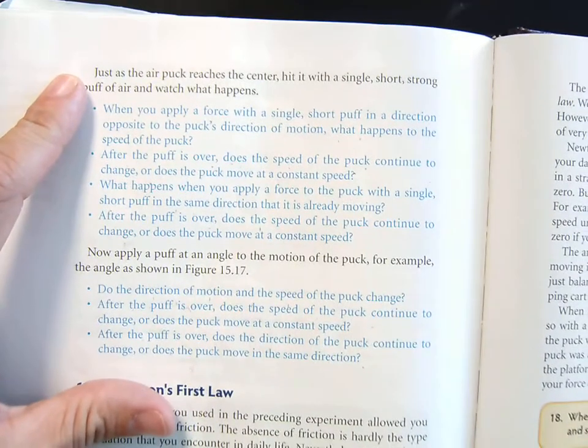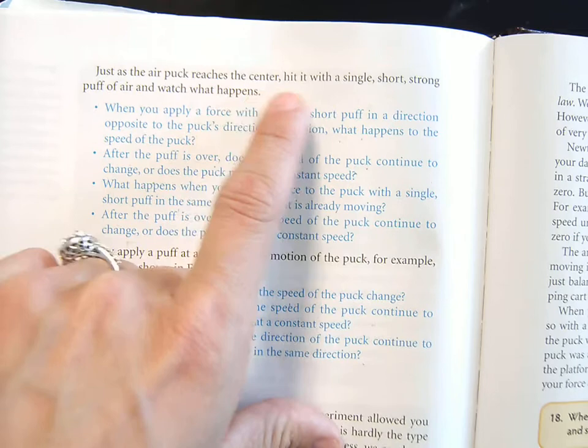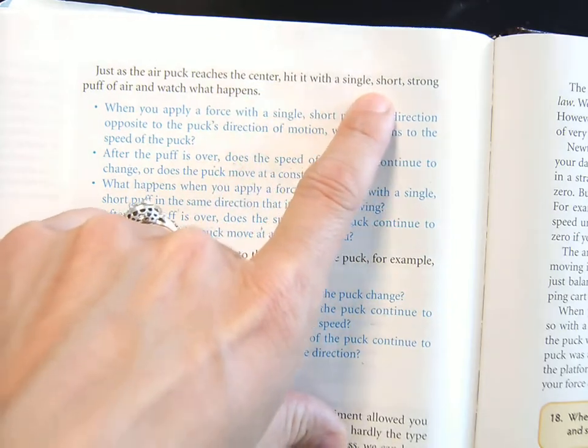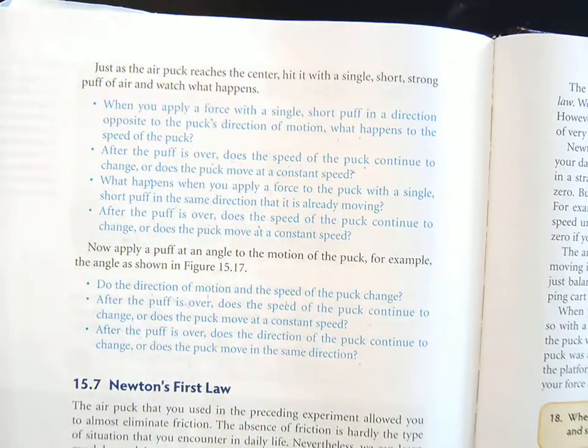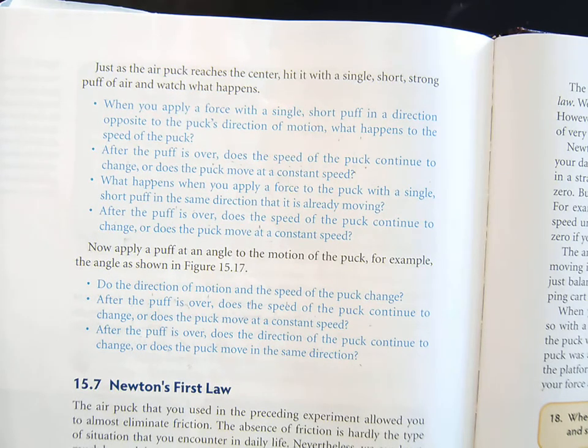Then the next procedural step would be, it says, just as the puck reaches the center, hit it with a single short, strong puff of air and watch what happens. What they really would have us do is to take the straw and to blow through the straw, just a single brief puff of air directly at the puck.